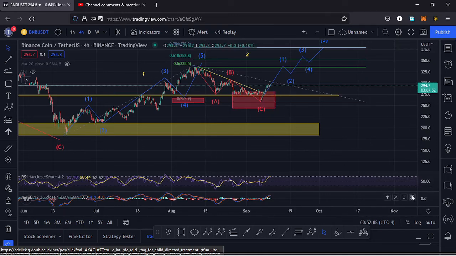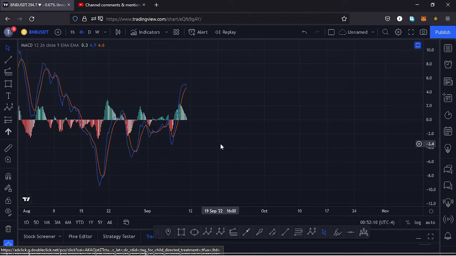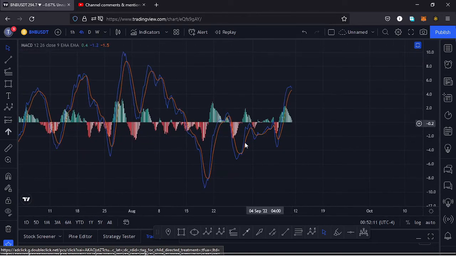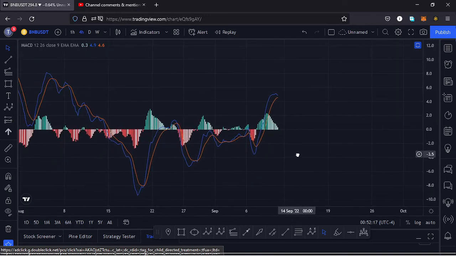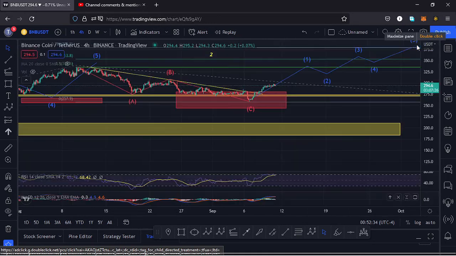Also taking a look at the MACD, here on the MACD we had printed a bullish cross right here, and as you can see we are losing the buying volume here on the MACD, so soon we might be able to print a bearish cross, and that would mean lower prices could be coming our way very soon. So let's be patient and see how that plays out, and I'll keep you updated.